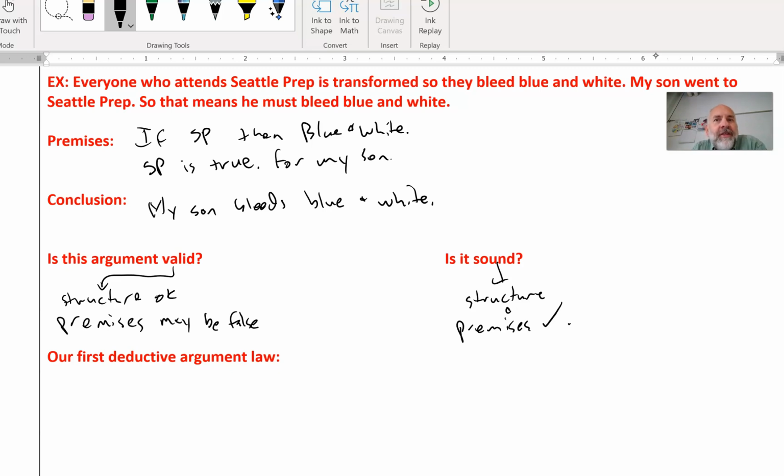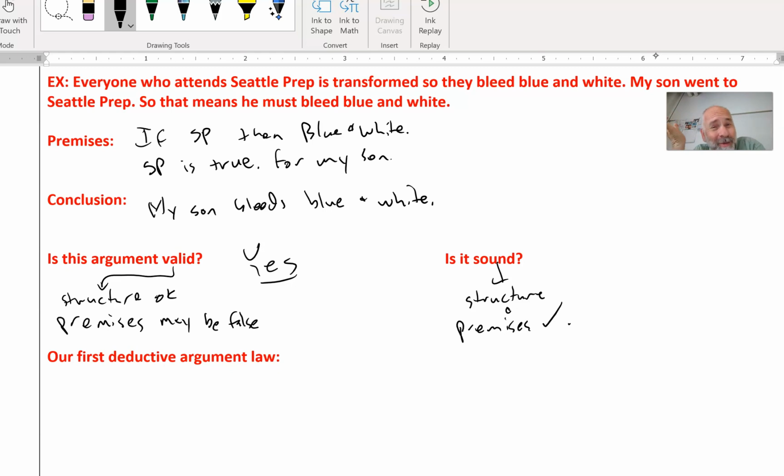Does the conclusion then follow that my son must bleed blue and white? And I'd say, well, yeah. I mean, if everybody who goes to CL Prep will then bleed blue and white, and my son did go here, then if those two things are true, I guess he must bleed blue and white. So the answer is yes. It's a valid argument, meaning if you accept the premises to be true, the conclusion has to be true.